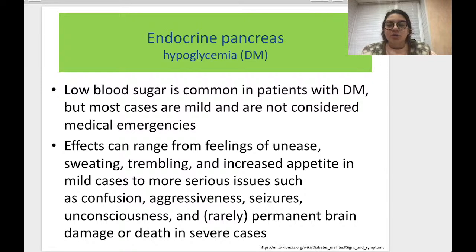Okay, and let's return a little bit to hypoglycemia, because this part is very important. Low blood sugar is common in patients with diabetes mellitus. Most cases are mild and not considered medical emergencies. Effects can range from feelings of unease, sweating, trembling, which we discussed, and increased appetite in mild cases, to more serious issues such as confusion, aggressiveness, seizures, unconsciousness, and rarely permanent brain damage or death in severe cases.